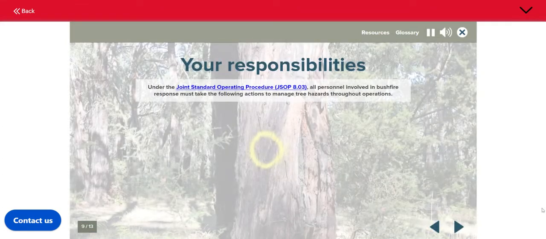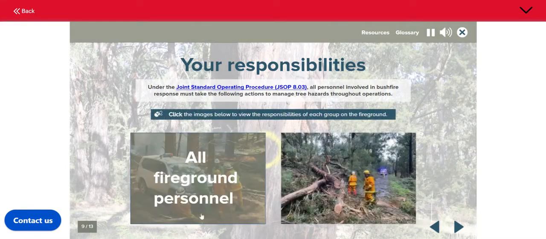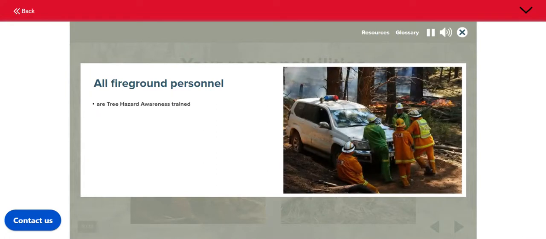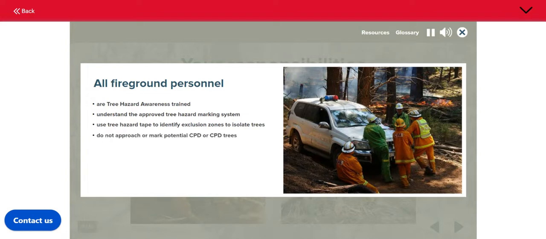Under the Joint Standard Operating Procedure, all personnel involved in bushfire response must take the following actions to manage tree hazards throughout operations. All fireground personnel are tree hazard awareness trained. Understand the approved tree hazard marking system. Use tree hazard tape to identify exclusion zones to isolate trees. Do not approach or mark potential CPD or CPD trees. Clearly communicate tree hazards to others through the operational chain of command.